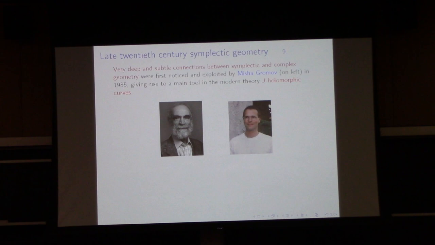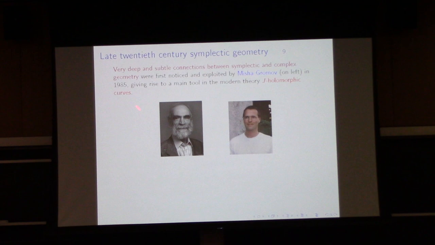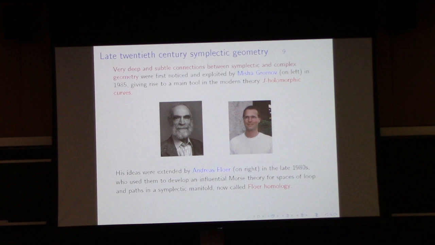Misha Gromov himself introduced in his 1985 paper the notion of a J-holomorphic curve, which is an essential tool. And then Andreas Floer used these ideas to develop Floer theory, which is a kind of infinite-dimensional Morse theory. What he noticed was that if you're looking at loops in a symplectic manifold, for example a path of loops, that's actually a two-dimensional object. Well, a loop is a circle. A path of loops is a cylinder.